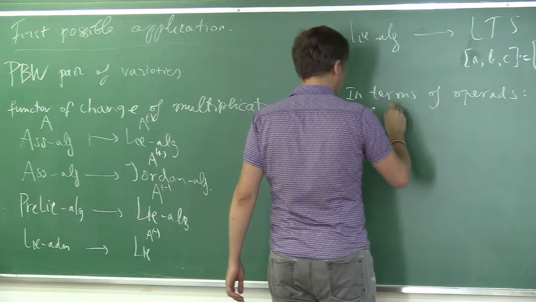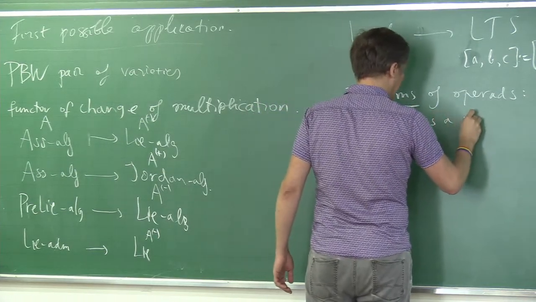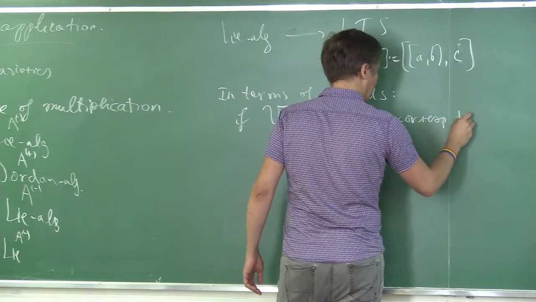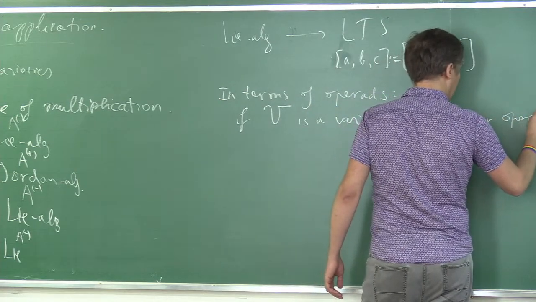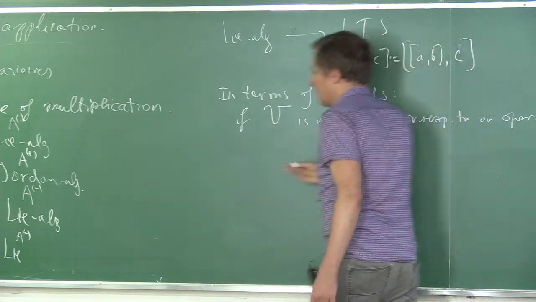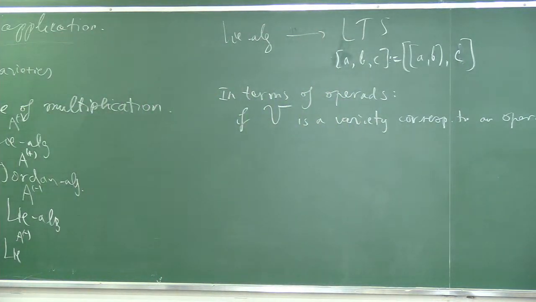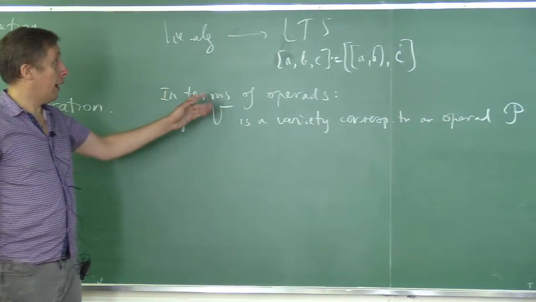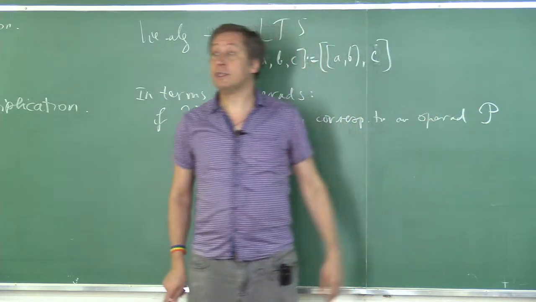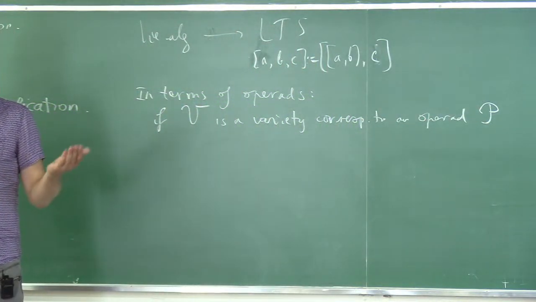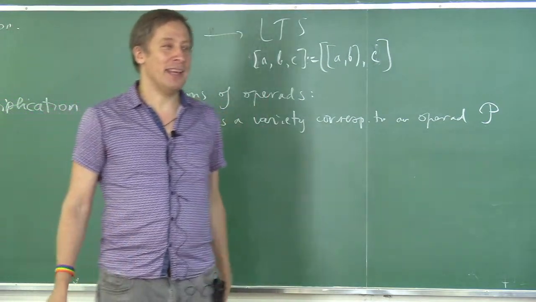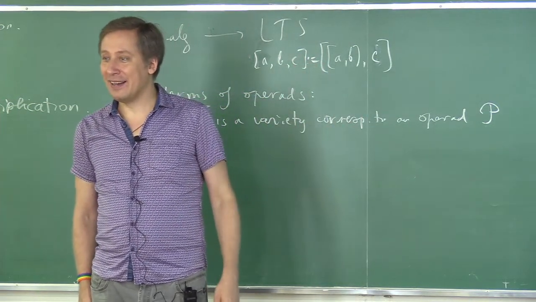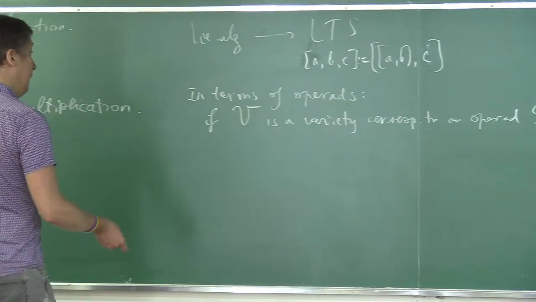if V is a variety corresponding to an operad P, so by this I mean that P is, it's like in that example. So if you have a variety, you can define a linear species P, where P of I is the multilinear operations with inputs indexed by I. And then you can substitute them into one another, so you have a monoid in the category of linear species.